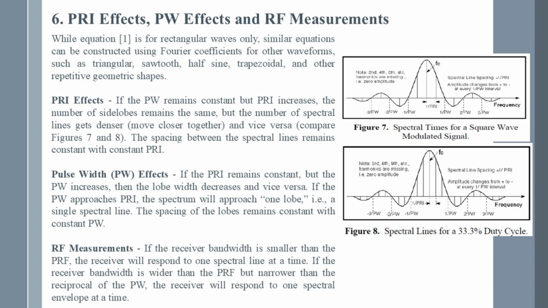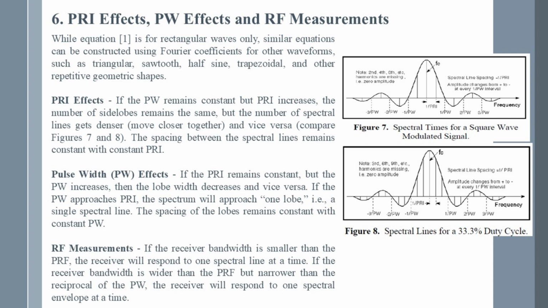While equation 1 is for rectangular waves only, similar equations can be constructed using Fourier coefficients for other waveforms, such as triangular, sawtooth, half-sine, trapezoidal, and other repetitive geometric shapes. PRI effects. If the PW remains constant but PRI increases, the number of side lobes remains the same, but the spectral lines get denser, move closer together, and vice versa. Compare Figures 7 and 8. The spacing between the spectral lines remains constant with constant PRI.